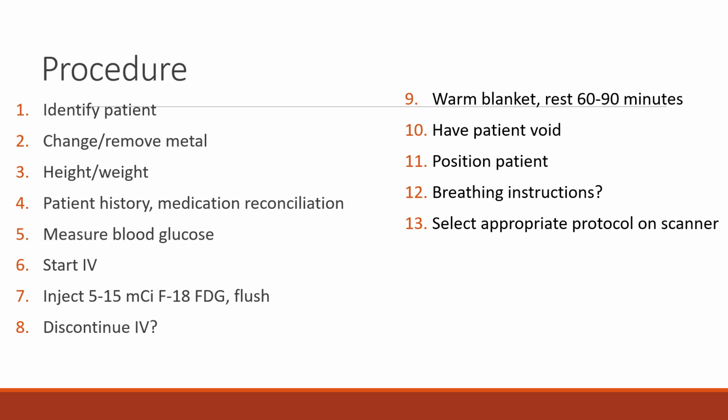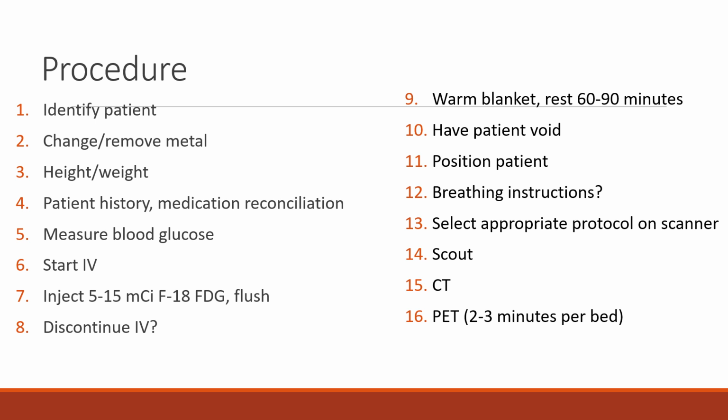And then select the appropriate protocol on the scanner. You'll do the CT scout image. This is also called a topogram sometimes. And then you'll do the CT and then followed by the PET portion. PET portion is typically about 2 to 3 minutes per bed, but it depends on the anatomy being scanned and the radiopharmaceutical. It also depends a little bit on the scanner that you're using.